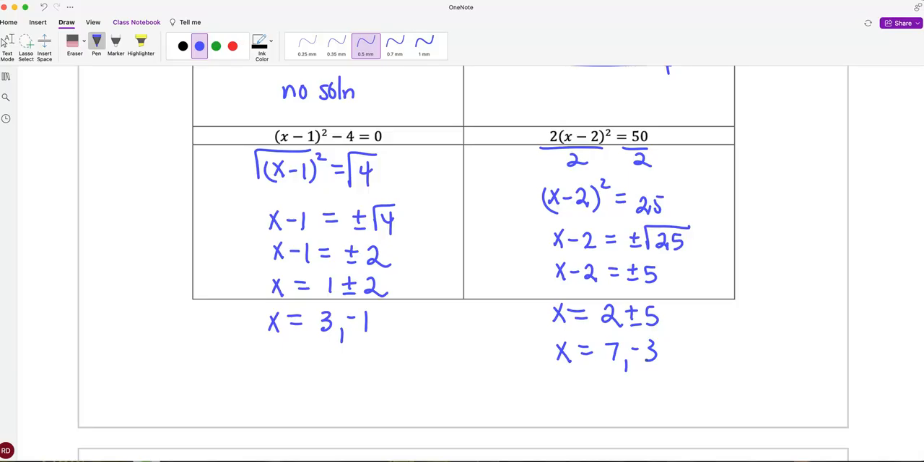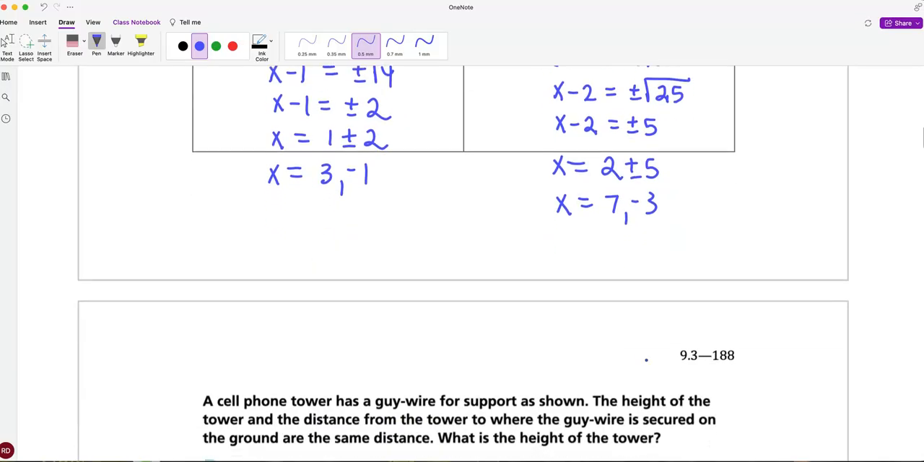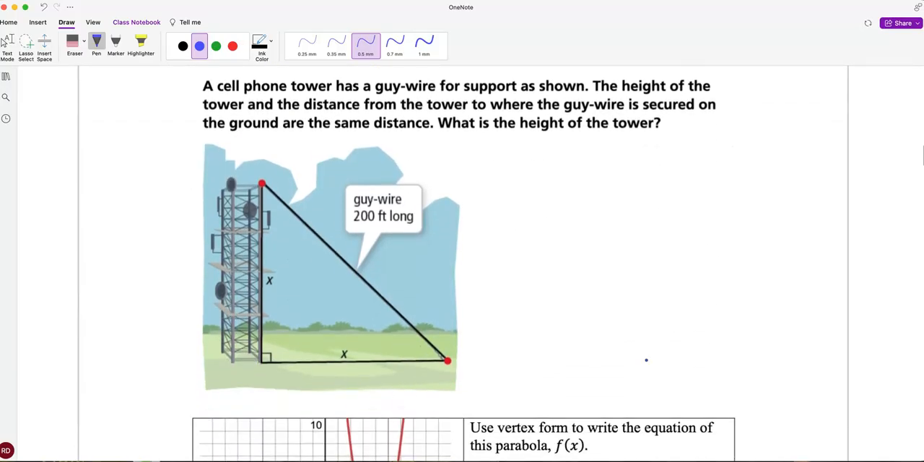Now you know these are right. If I were to plug in a 7 here, 7 minus 2 is 5. 5 squared is 25. Double it, you get 50. Plug in a negative 3. Negative 3 minus 2, that's negative 5. Square it, you get 25. Double it, you get 50. So there are two answers.